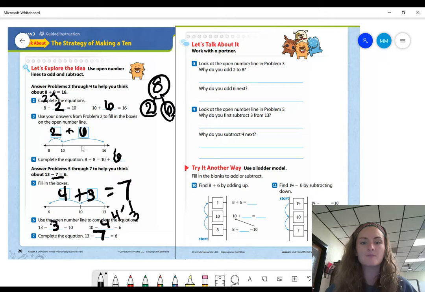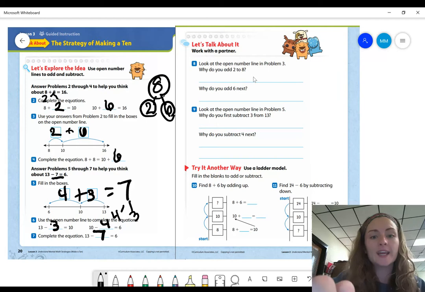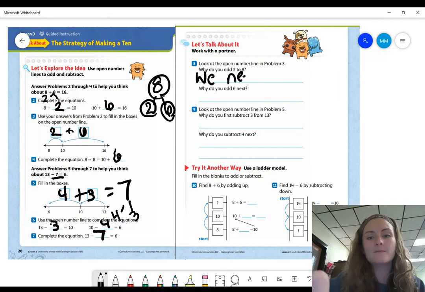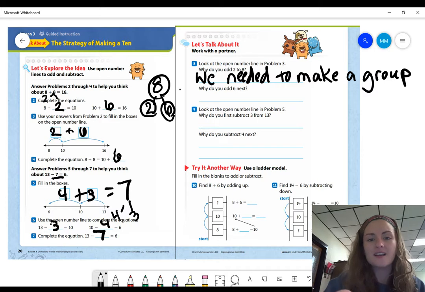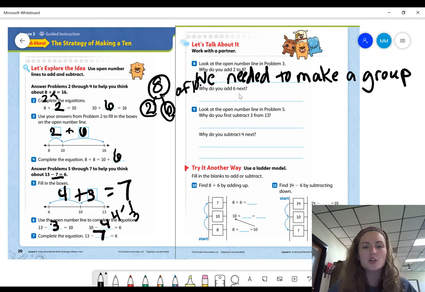So here's number 3. And it says, why do you add 2 to 8? Why did we add 2 plus 8? What were we trying to make first? We were trying to make a group of 10. We needed to make a group of, I'm going to finish my sentence right here, of 10. How do I end a sentence? Punctuation. Boop. Why do you add 6 next?